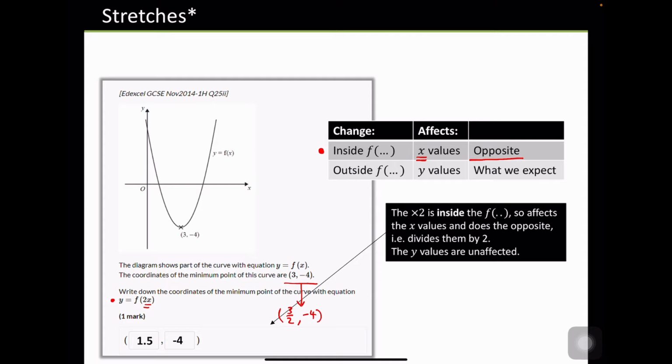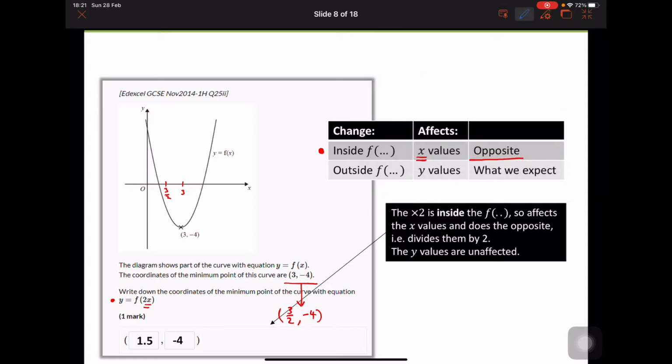And so that corresponds to the new minimum point. Now, if we were to draw it, maybe 3 over 2 would be somewhere here. So let's change the color. All of the x values are being halved. So one is going to be halved, and it's going to be here. All of these values here are going to be halved. So we're going to have something like this. Of course, this is the minimum point.